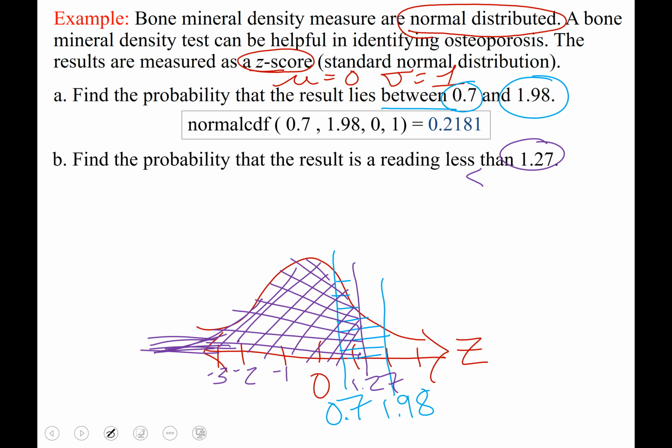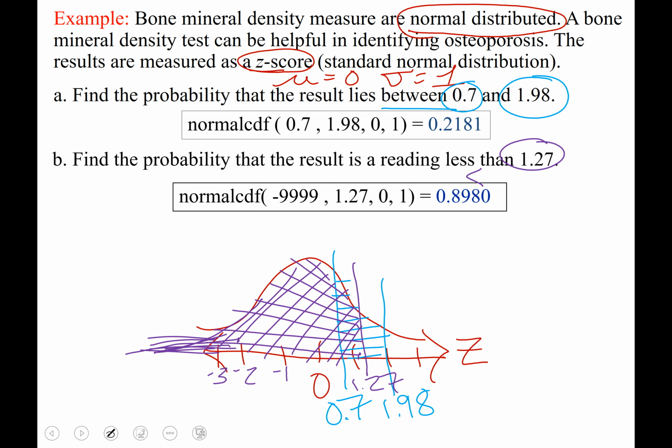So the shading doesn't necessarily start right there. We don't know where it starts exactly. So we're going to use some random small number like -9999. Our upper z-score is where the shading stops, 1.27. Mu is 0, sigma is 1, and if we run that correctly, we should get 0.8980.